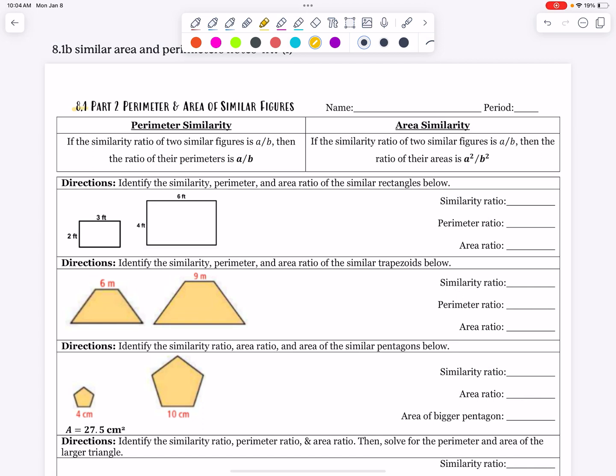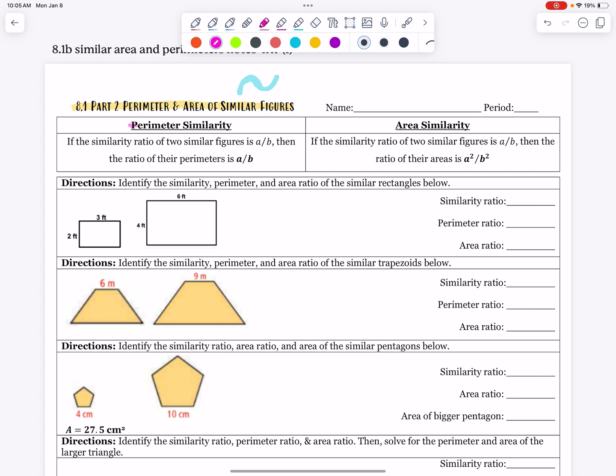Hello everyone, and welcome to 8.1 part 2, which is about perimeter and area of similar figures. Remember, similar, this is the symbol for similar. We say that two shapes are similar if they're the same shape but different sizes, which means that the angles are congruent, but the sides are going to be proportional to each other. And so today we're looking at the perimeter similarity and area similarity.